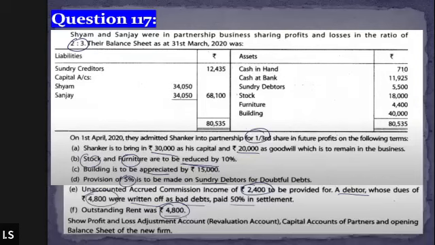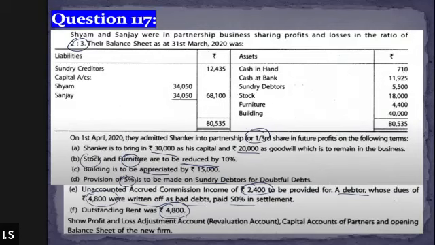So the first adjustment in the question says that Shankar is to bring 30,000 as his capital, right? Shankar is to bring 30,000 as his capital and 20,000 as goodwill, which is to remain in business. So we are assuming that he is bringing the capital and the amount of goodwill in cash. You can also presume that he's bringing the capital and the goodwill by way of bank balance or the check. But for the sake of simplifying the question, I have just assumed that he's bringing the amount in cash.